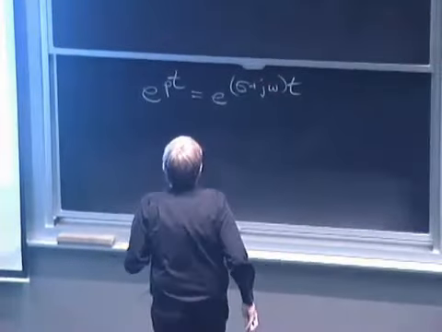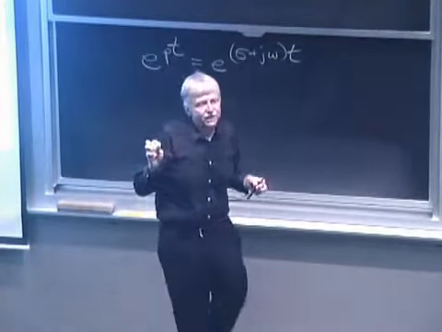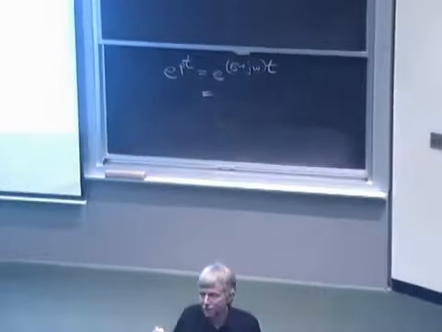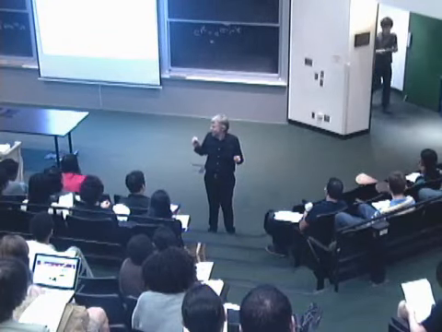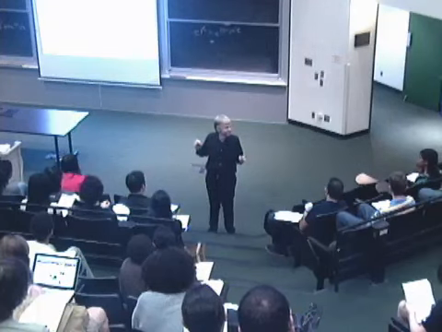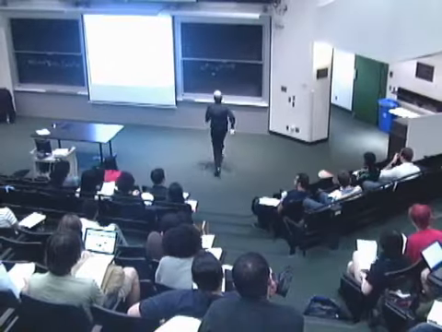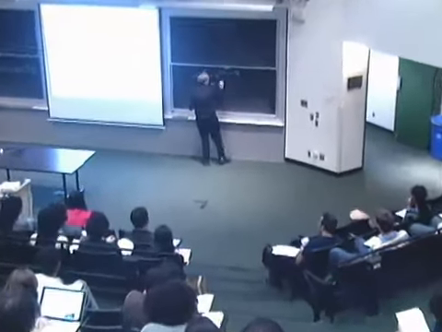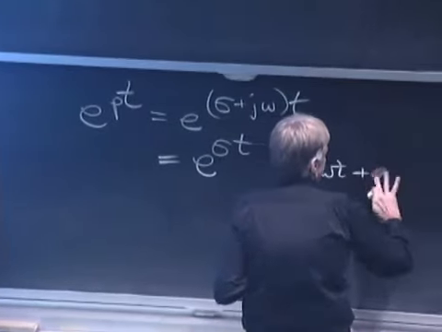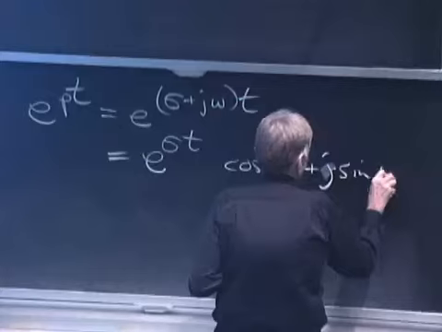And somebody want to hazard a guess at what that might look like if I tried to expand it as a real and imaginary part? Someone want to hazard a guess at the name of the equation I might use? Euler's equation, sure. So I would expand this by Euler's equation, and I get something of the form e to the sigma t cos omega t plus j sine omega t.